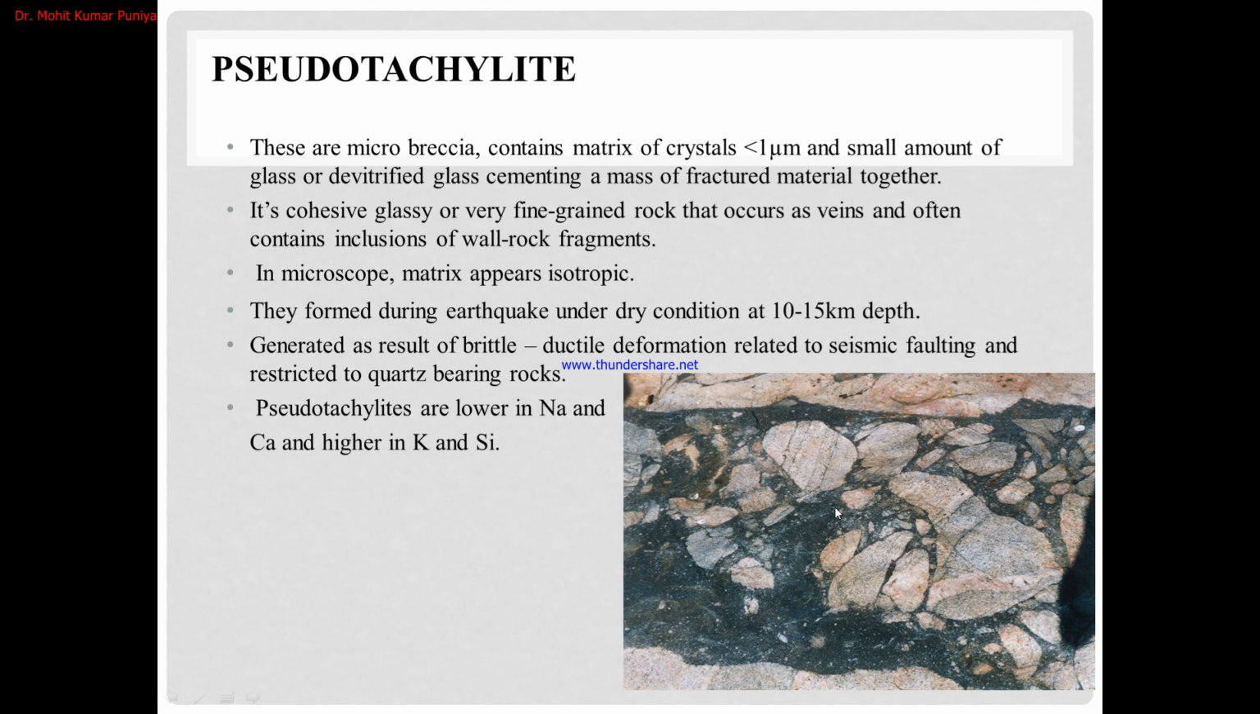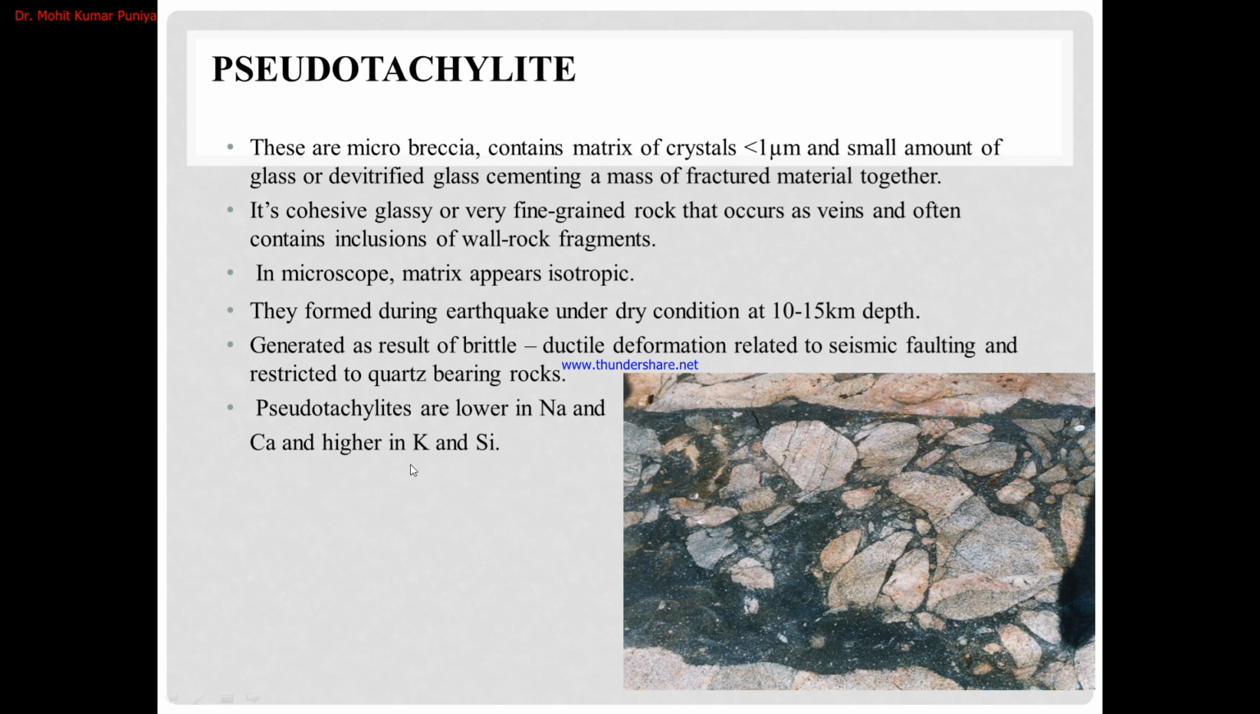They form during, and in this, if we can see here, this embedded grain should be associated with the country rock. Means the embedded grain should be from the country rock. And they generally result from brittle ductile deformation, as we have discussed earlier. And one important point, pseudotachylites are lower in sodium and calcium percentage, but higher in potassium and silica percentage. So basically pseudotachylites form where the silica rich rocks occur.